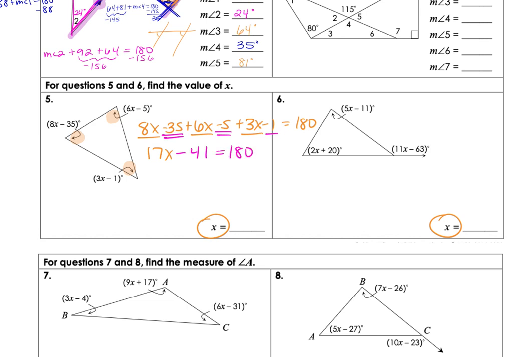Okay, now you can start doing the opposite. So we're going to add 41. So 17x equals 221. And then divide by 17. Anyone know what that is?